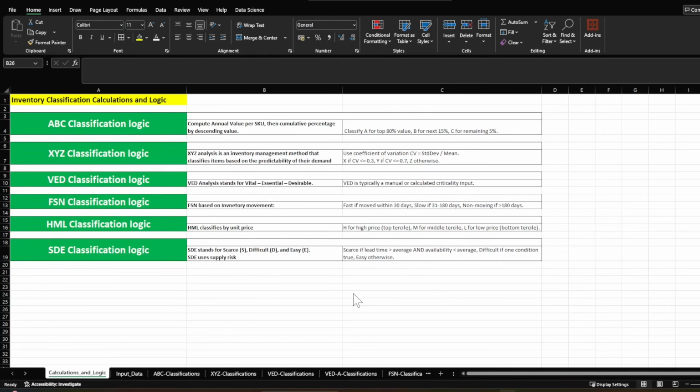In this video, we are going to discuss how we can classify the inventory. There are 6 ways to do a classification. What are these classifications? How are they different? How can we model them in Excel? And what their purpose is. This is what we are going to discuss in this Excel tutorial.